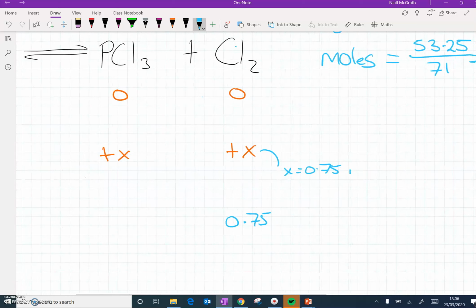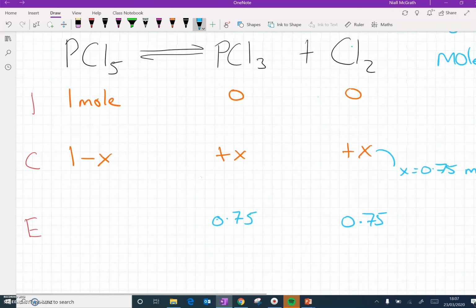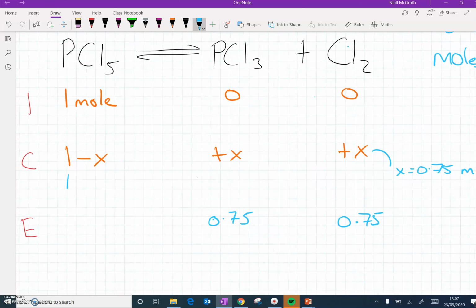In other examples that you'll be doing as you go through exam papers, that's not always as obvious, because you'll have different ratios between the different reactants and products, so it won't be as immediately obvious, but in this one it is. Because they're in a 1:1 ratio, we also have 0.75 moles of PCl3. Here we have 1 minus 0.75, so we actually have 0.25 moles.